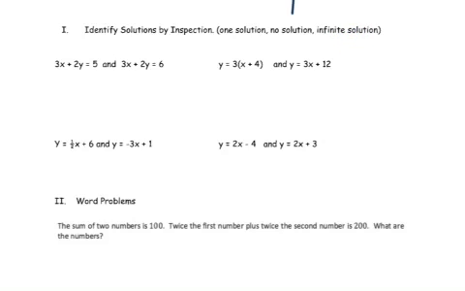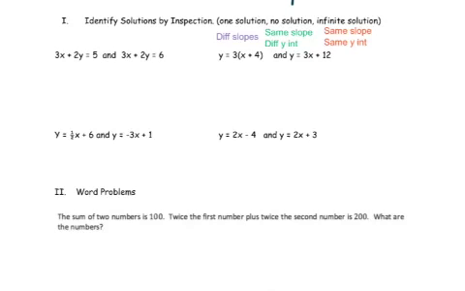So let me just quickly jot that down. Okay, so I just quickly jotted down and abbreviated. You can see here one solution will have different slopes. If I have no solution, it's going to have the same slope, but different y-intercepts. And if it's going to be infinite solutions, it's going to have the same slope and the same y-intercept. So if you want to quickly jot that down, a guide to help you, that'll work out.